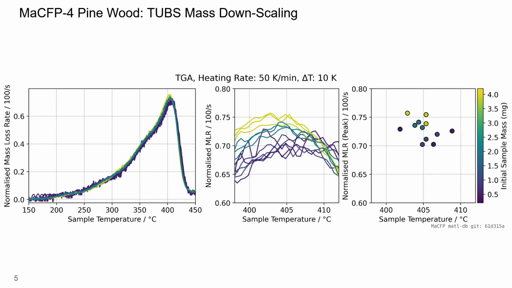Now I come back to the original question. As an example, I am using the TUBS mass downscaling data that I have shown above. As of now, it is still part of a pull request, but may already be part of the repository when you watch this video. Here, the colors indicate the initial sample mass of each of the datasets. On the left, you can see the full curves. In the middle, the focus is on the peak region. On the right, the peak locations are shown.